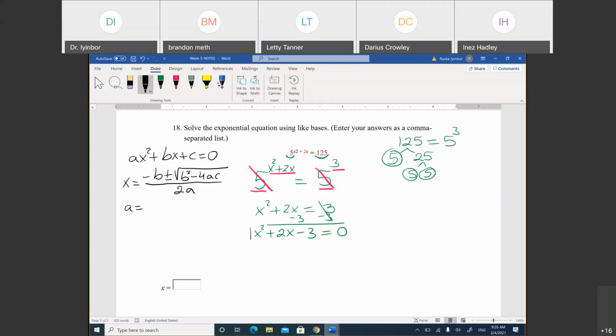Okay, Jonathan, we're looking at this equation now, okay? So this is where you're going to use the quadratic formula. So the 5 is already crossed out. We don't worry about 5 right now. 5 is not there anymore. Don't worry about the 5. Okay? So what is a? A is 1.